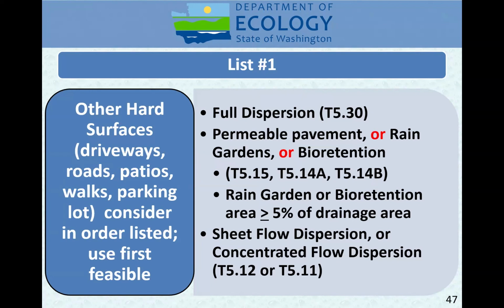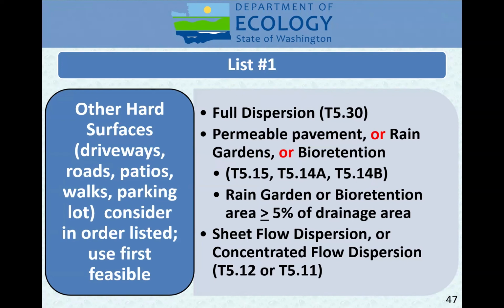Rain gardens or bioretention has to be at least 5%. Permeable pavement has to be all the surfaces where it's feasible. So if you have a roadway with high traffic, permeable pavement may not be feasible on the roadway, but it can be feasible for the driveways. And you have to choose amongst those 3. If they're all infeasible, you go to the next one.